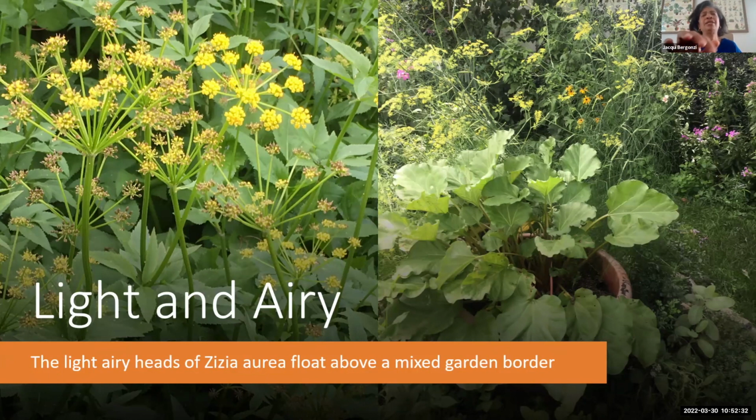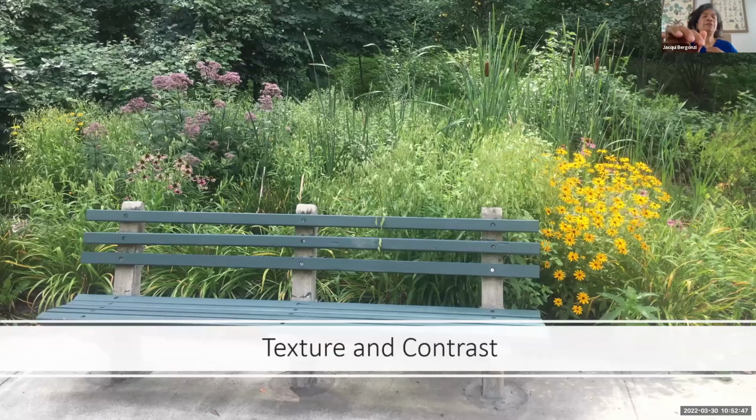It's very pretty. Here you get the effect of the light airiness above plants that have heavy basal foliage, and then you have something to draw the eye up, let light in, open up, and create space in the garden, a visual sense of space. So we're remembering texture and contrast, right?